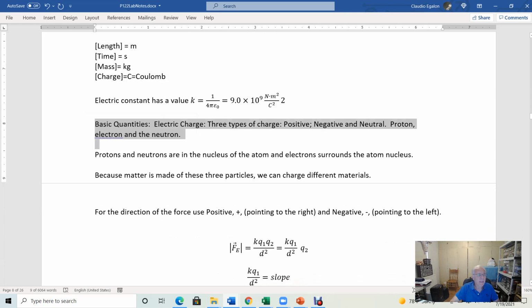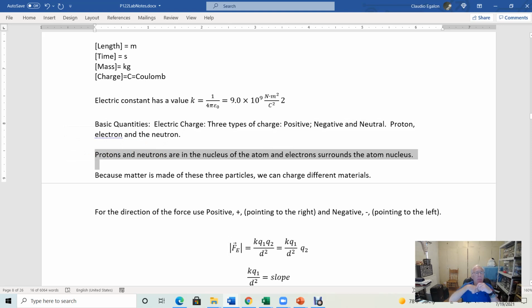Electric charge is a basic quantity. Protons and neutrons, we today know, are in the nucleus of the atom, and electrons surround the atomic nucleus. They orbit around the atomic nucleus. That's how we picture it, a very good picture of the atom today. Every atom is made of protons and neutrons, and electrons surrounding the nucleus. Now, what dictates the chemical property of the atom is the number of protons in the nucleus. That's what dictates the chemical property of your atom.